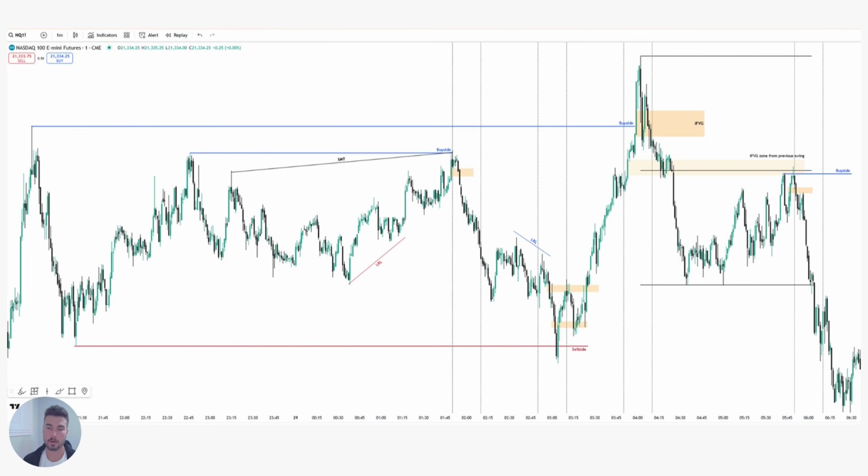3 of these macros are inside of the London Open session. The last one is not. But each of these offers a unique opportunity using macros and inversion gaps. And I want to talk you through it.